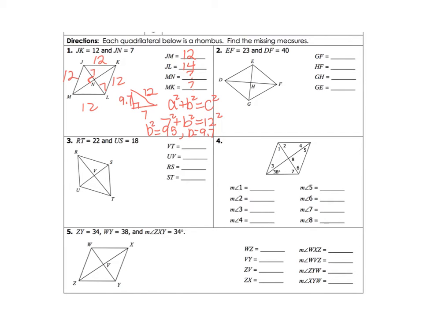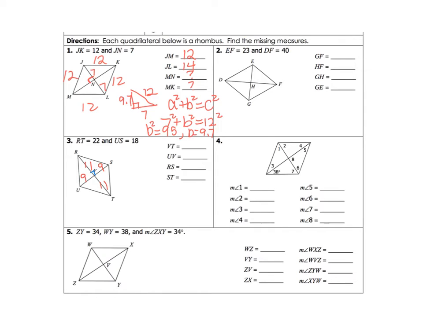Okay, so let's look at number 3. R to T is 22. So if R to T is 22, then R to V is 11, and V to T is 11. U to S is 18. That means this is 9, and this is 9. I'm going to go ahead and put this box in here so you'll know it's Pythagorean's theorem. Let's see what we can answer.